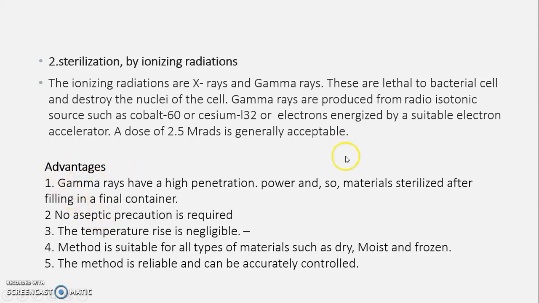Advantages of ionization radiation. Gamma rays have a high penetration power, so material can be sterilized after filling in a final container. No aseptic precaution is required. The thermal rise is negligible. The method is suitable for all types of materials such as dry, moist and frozen ones. The method is reliable and can be accurately controlled.